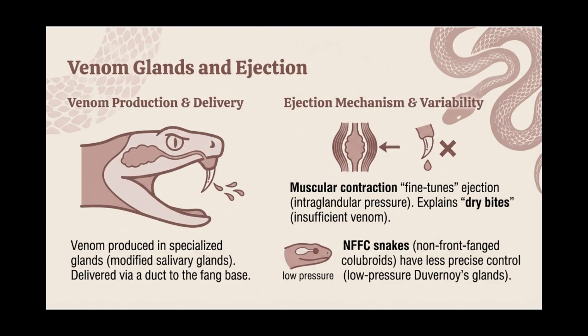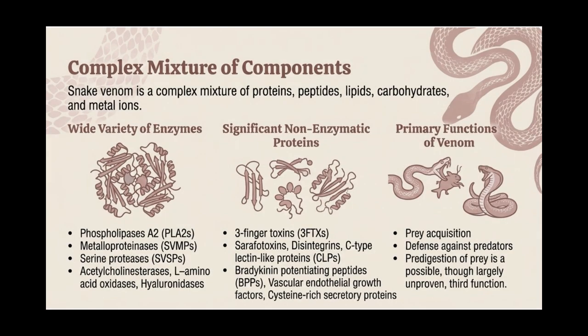In contrast, snakes that possess Duvernoy's glands, such as some non-front-fanged species, may have less precise control over venom ejection. These glands operate under lower pressure compared to the high-pressure glands found in front-fanged venomous snakes like elapids and vipers. As a result, their venom delivery mechanisms can vary significantly, affecting the quantity of venom delivered during a bite.